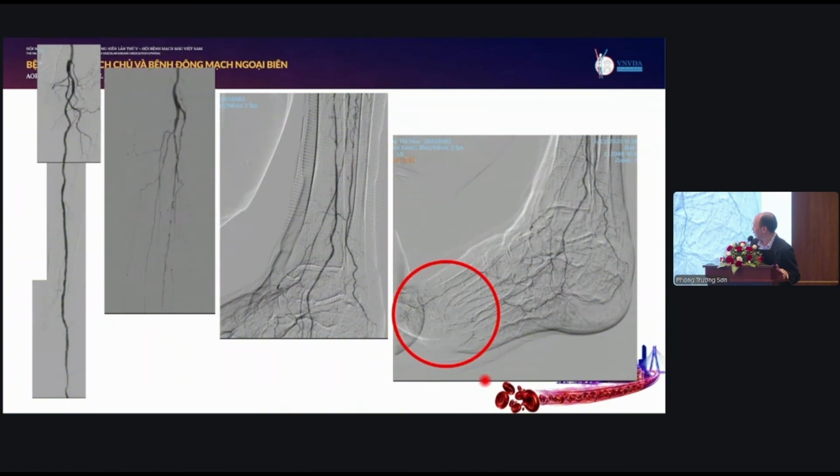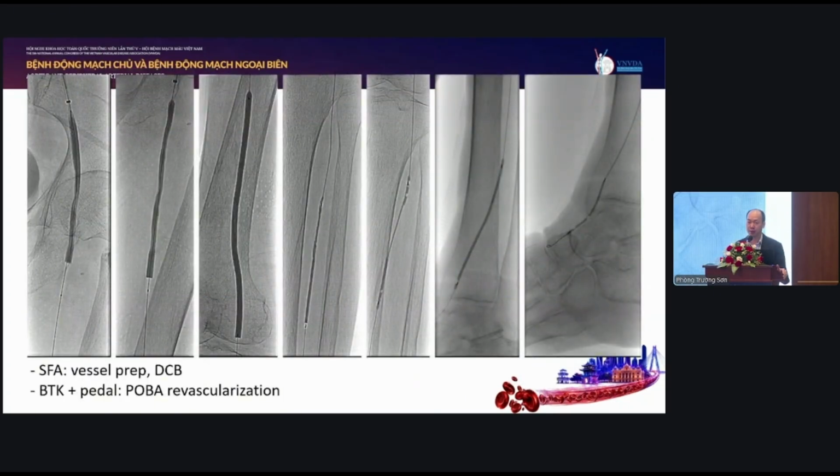Our plan is to do good vessel preparation with POBA, and then do a drug-coated balloon along the SFA, and then go to the BTK. We do balloon angioplasty from the PTA and also the ATA until the deep dorsal artery. So this is a completion angiogram.